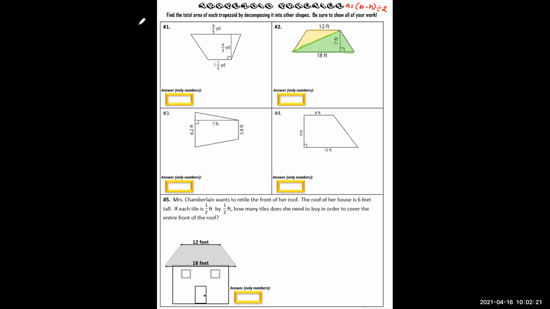All right, so now remember I like to call the triangle that's at the top triangle number 1. It doesn't matter which one you do first though. So for triangle number 1, what is the base, guys? Just the yellow triangle, guys. What's the base?